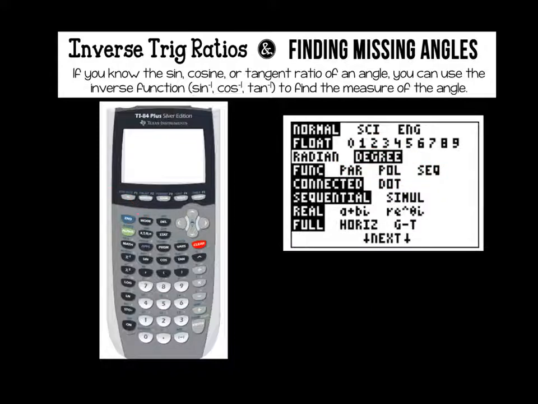Okay. So once you've established that your calculator's in degree mode, we want to take a look specifically at this little symbol here. It looks like sine to the -1 power. If you look closely at your calculator, in blue, you'll see sine to the -1, cosine to the -1, and tangent to the -1.